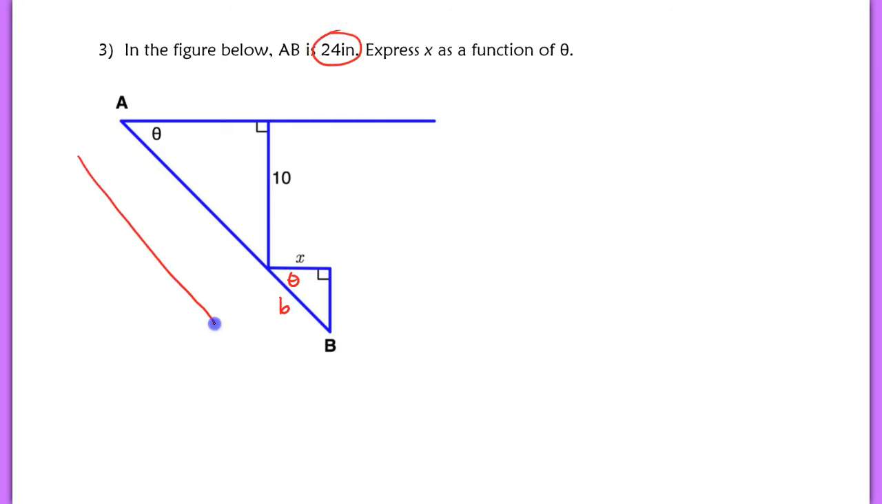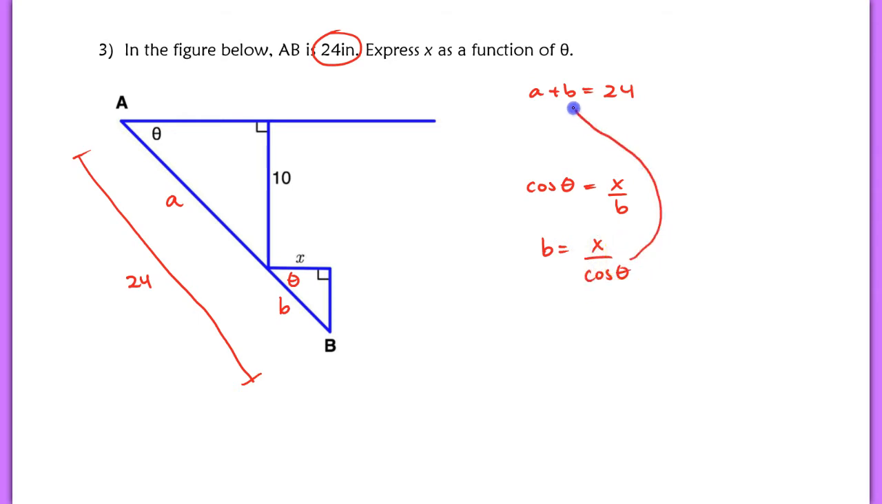Now I can express that missing portion then, if this portion here is b, I can call that 24 minus b, or I could call that a different variable. I'm actually going to call it a completely different variable here, a. And then I have a general equation: a plus b, if I added those together, would have to equal 24. Now if I want to express x in terms of theta here, I can say that the cosine of theta is equal to x over b. Now if I solve for b here, I have that b is equal to x over the cosine of theta. So now I can make that substitution in here.